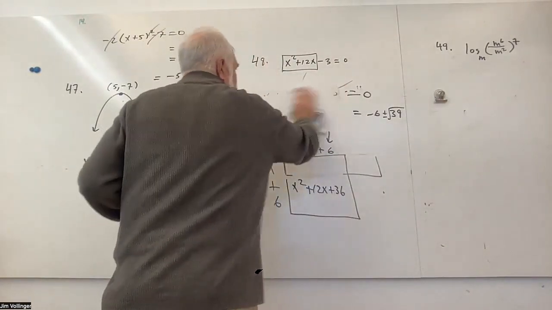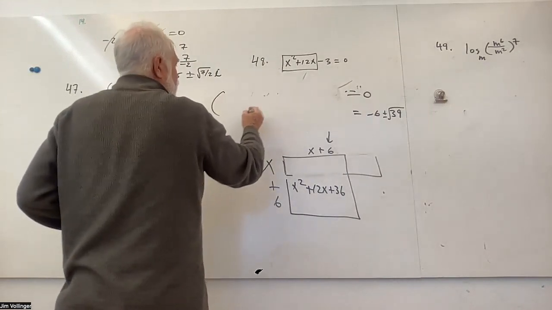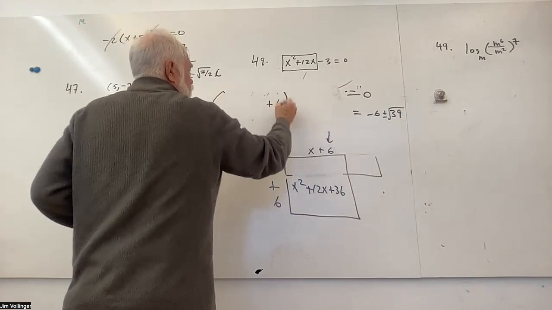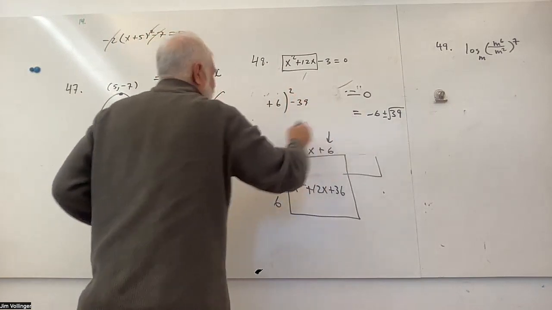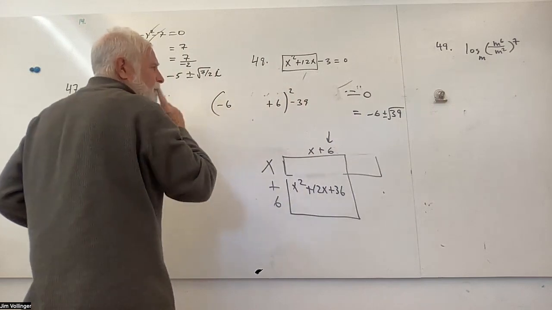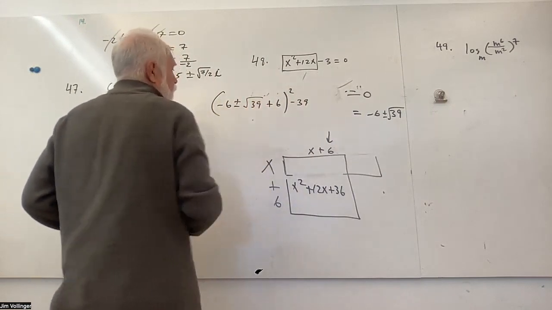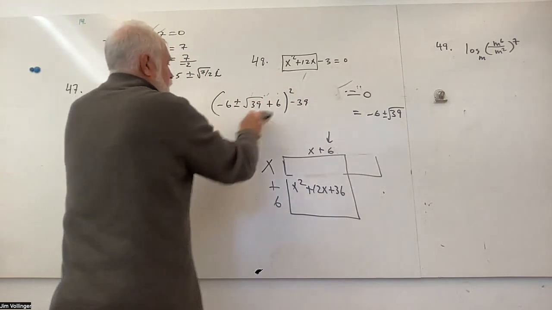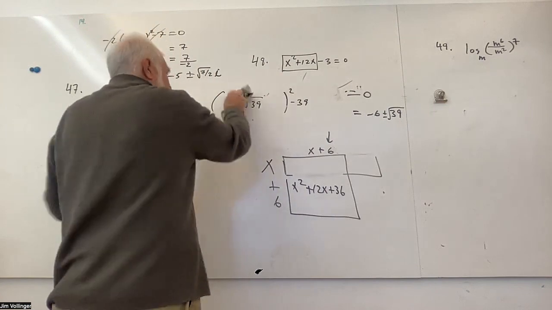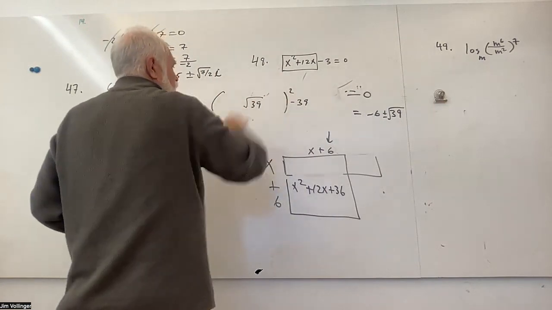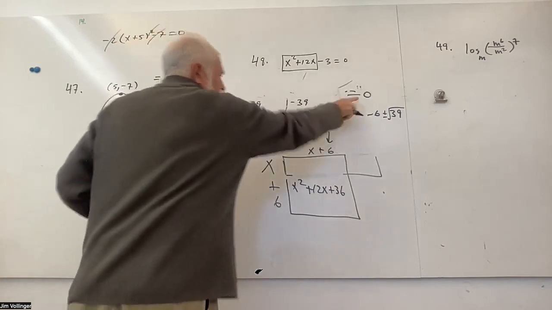All right, so let's complete the square again for practice. So we've got (x + 6)² − 39. And now I'm going to drop my answer in, minus 6 plus or minus the square root of 39. What happens to the 6's? Cancel. What happens to squaring? Positive or negative, positive. What happens to squaring the square root of 39? You get 39, and 39 minus 39 is 0.